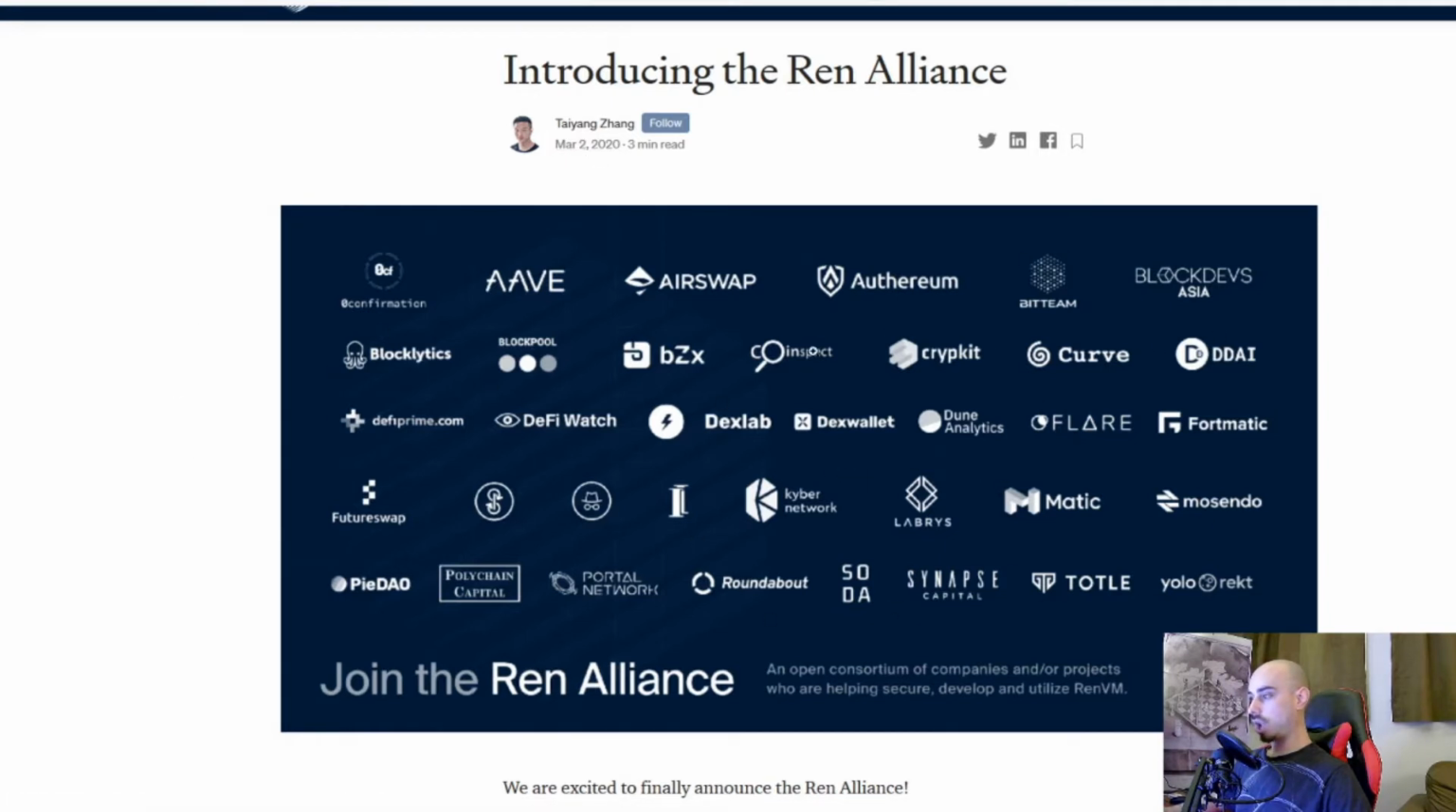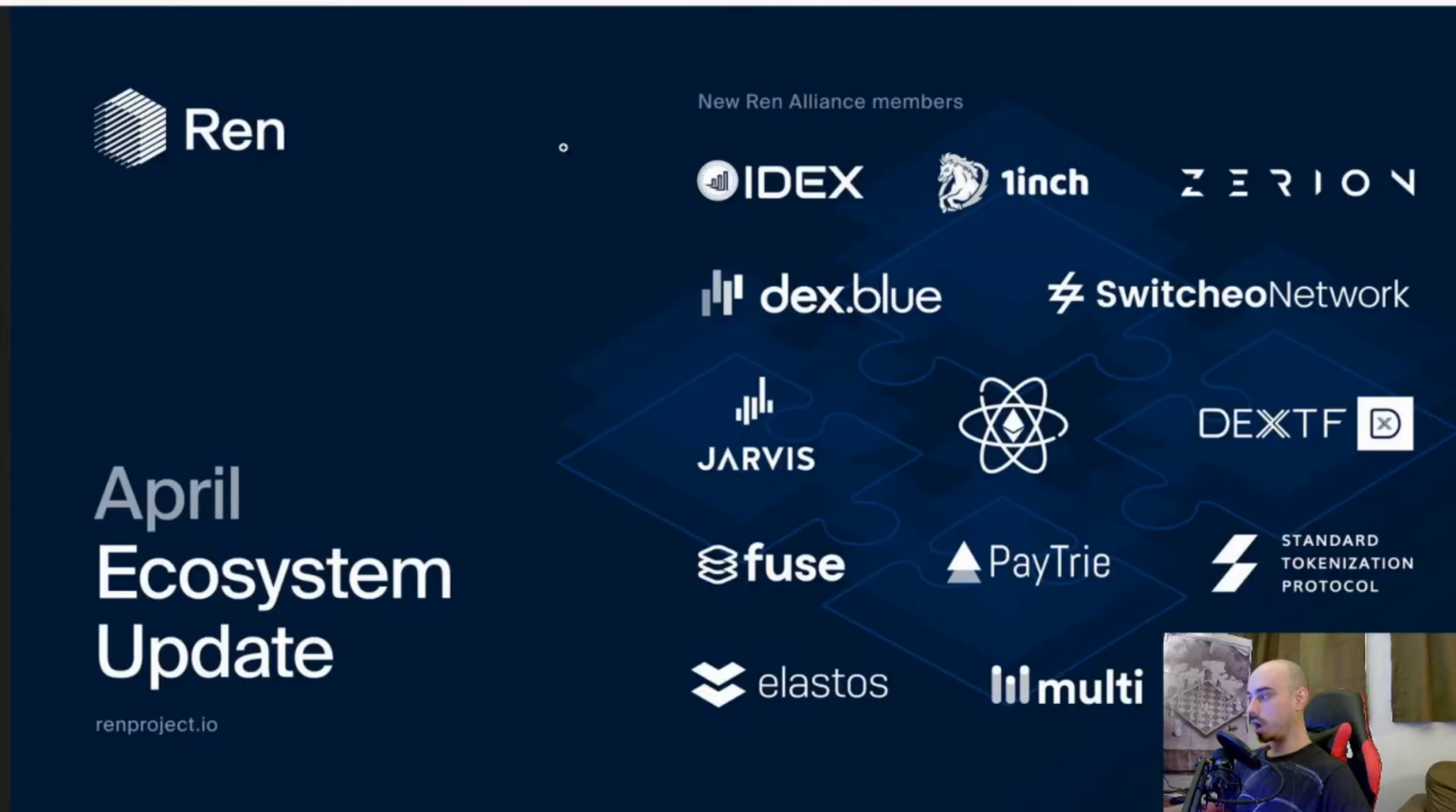As you can see, there's already a lot of names that you might have heard about. But soon after that, a lot of cryptocurrency projects were interested in joining that alliance and being part of that huge ecosystem. So within a couple months after introducing the Ren Alliance, we already saw that more and more projects were joining the alliance. That's about 1 month after, in April.